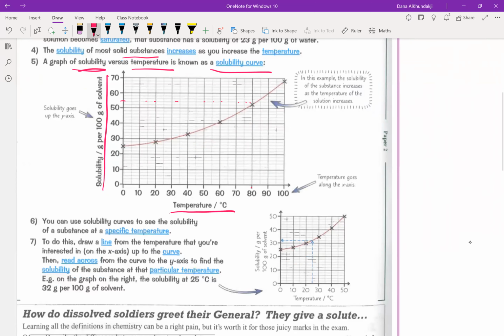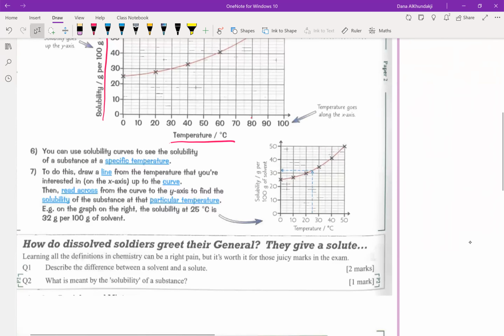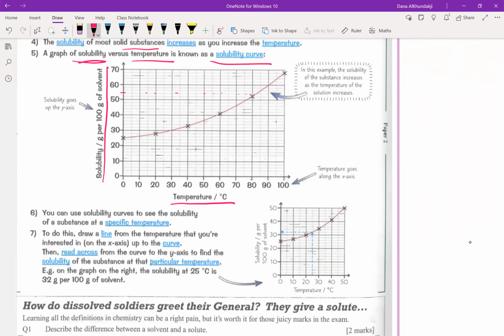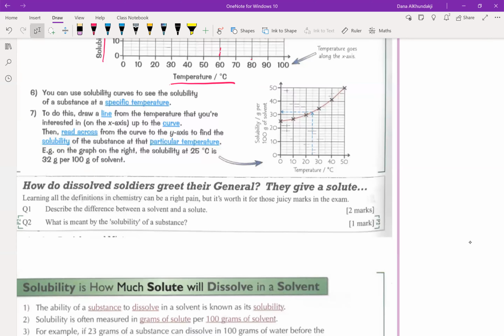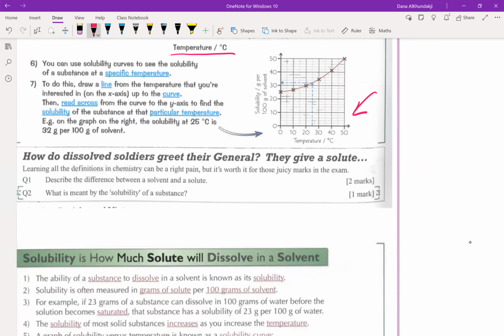Okay, now you can use these curves to see the solubility at a specific temperature, or even backwards. You can go backwards and say, okay, whenever I have this solubility, what would be the temperature? So that's called interpolation. So when you use the graph and you use dashed lines to show how you got your answer, and you will use your ruler in that case. So here, that is interpolation if you want to pause and look at this.